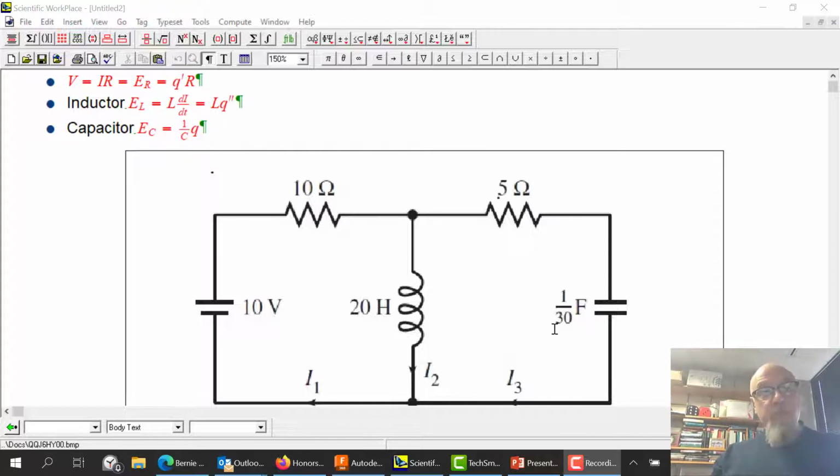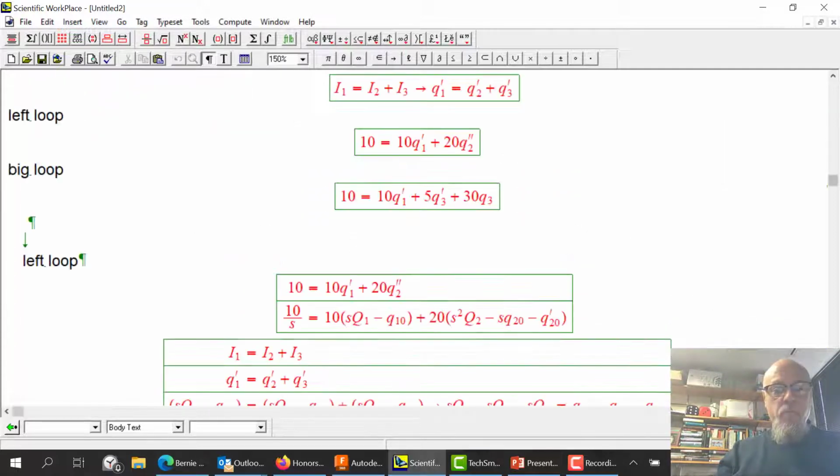So this will be very quick as far as jumping in and Kirchhoff's laws and that. We're just going to try and get to the equations as quickly as possible. And the point of this video is to show solving those equations with Laplace. So let's take a look at our equations then.